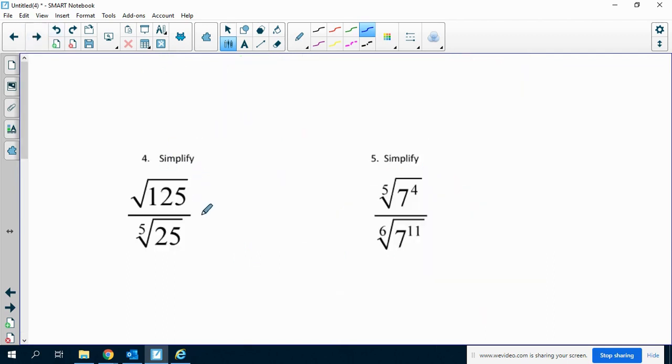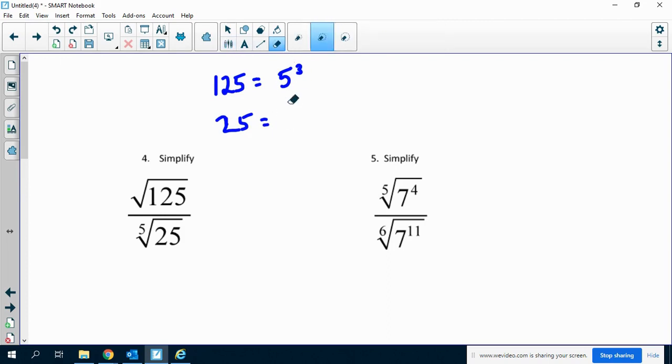Number 4, the easiest way to go about doing a problem like this is to get everything in terms of the same base. So if I see 125 and 25, I'm going to want to rewrite 125 as 5 to the third. And I'm going to want to rewrite 25 as 5 squared.